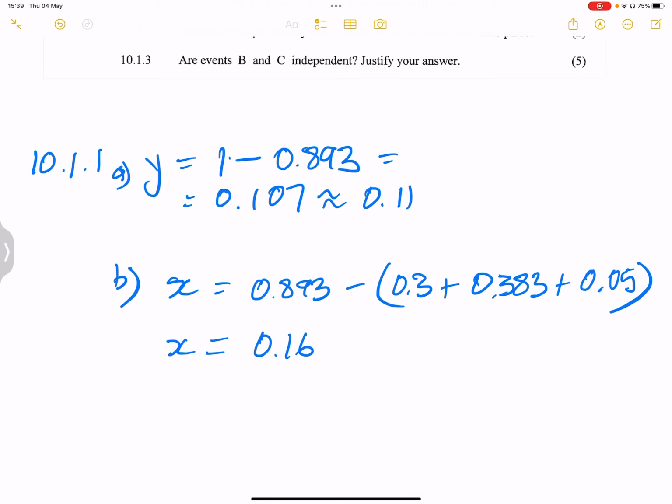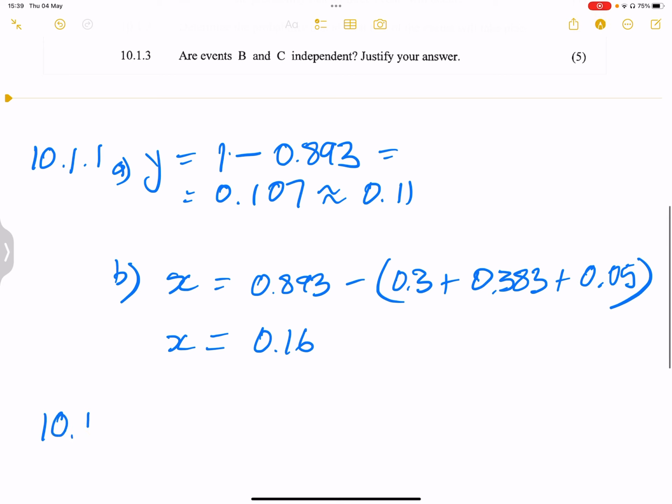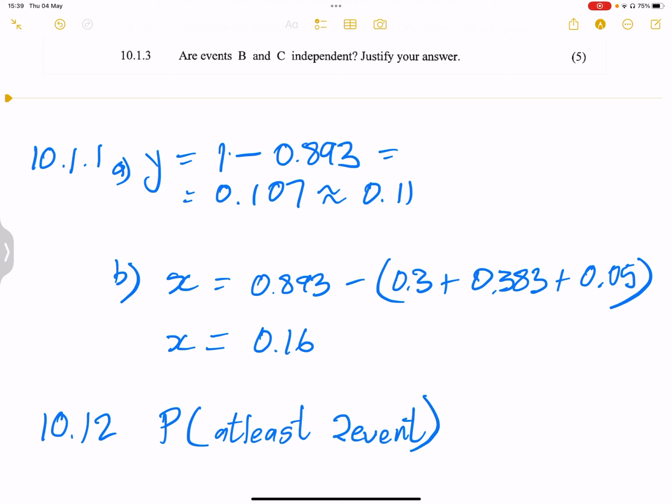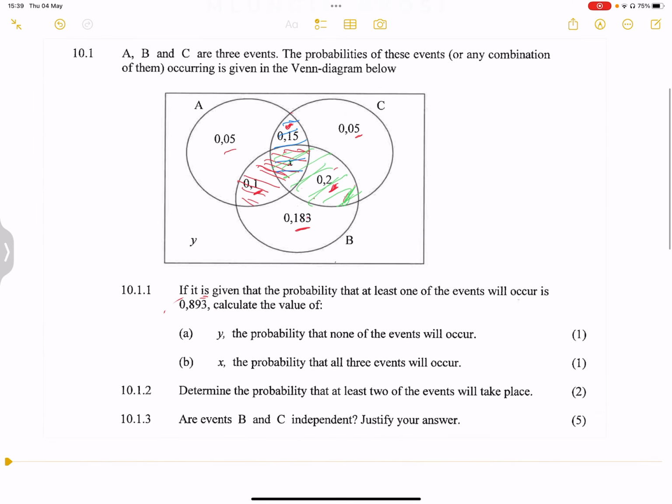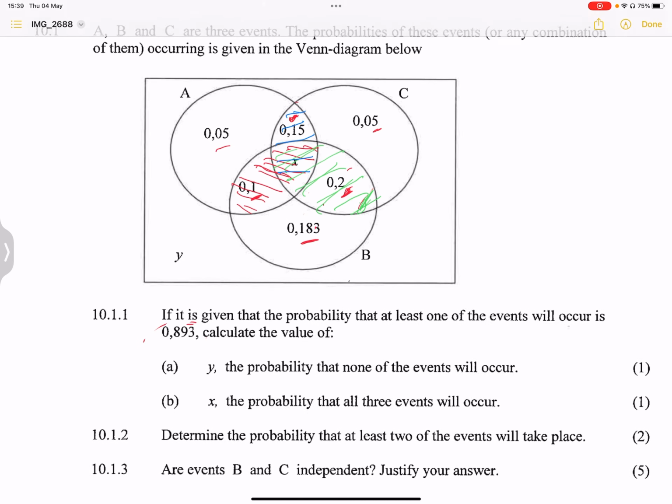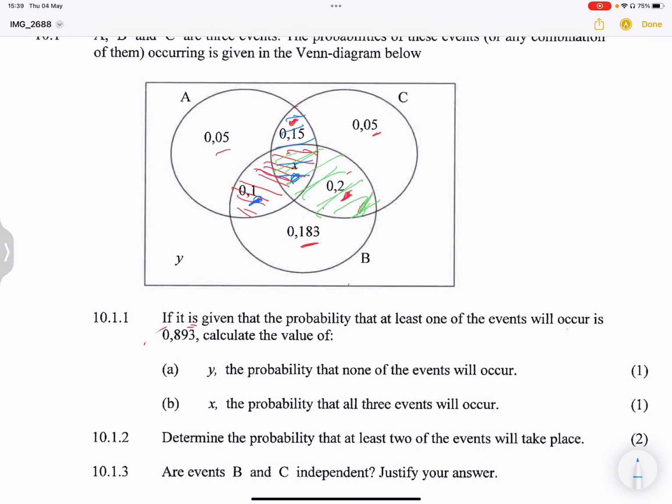Right, so that was 10.1.2. Okay, so I am going to say the probability that we've got at least 2 events, okay, now let's go back. So that's going to be 0.1 plus X plus 0.2 plus that 0.15.